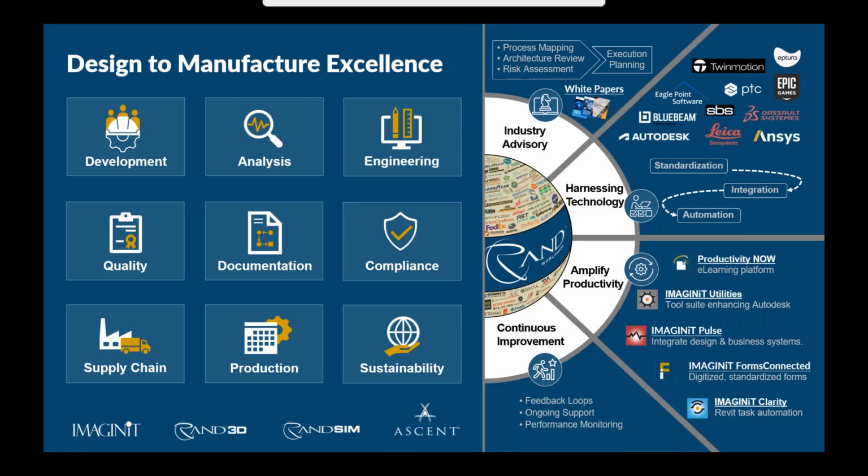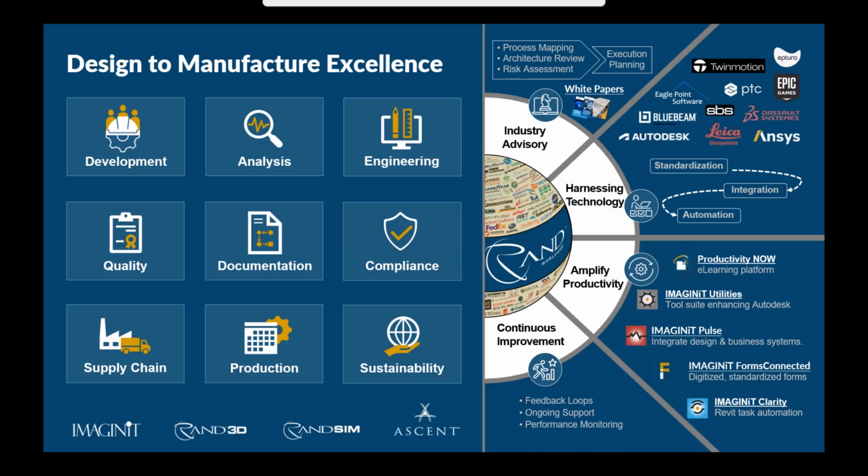IMAGINiT Utilities, a suite of tools that extend the Autodesk functionality, enabling batch processing, file management, and custom reporting. IMAGINiT Pulse, which you'll hear about later in this webinar, is a cloud-based platform that synchronizes people, process, and the data by integrating business systems like ERPs and CRMs, et cetera. IMAGINiT FormsConnected, which you'll hear about in a second, is digitizing and standardizing engineering and manufacturing forms for consistent paperless workflows in the factory or elsewhere in the enterprise.